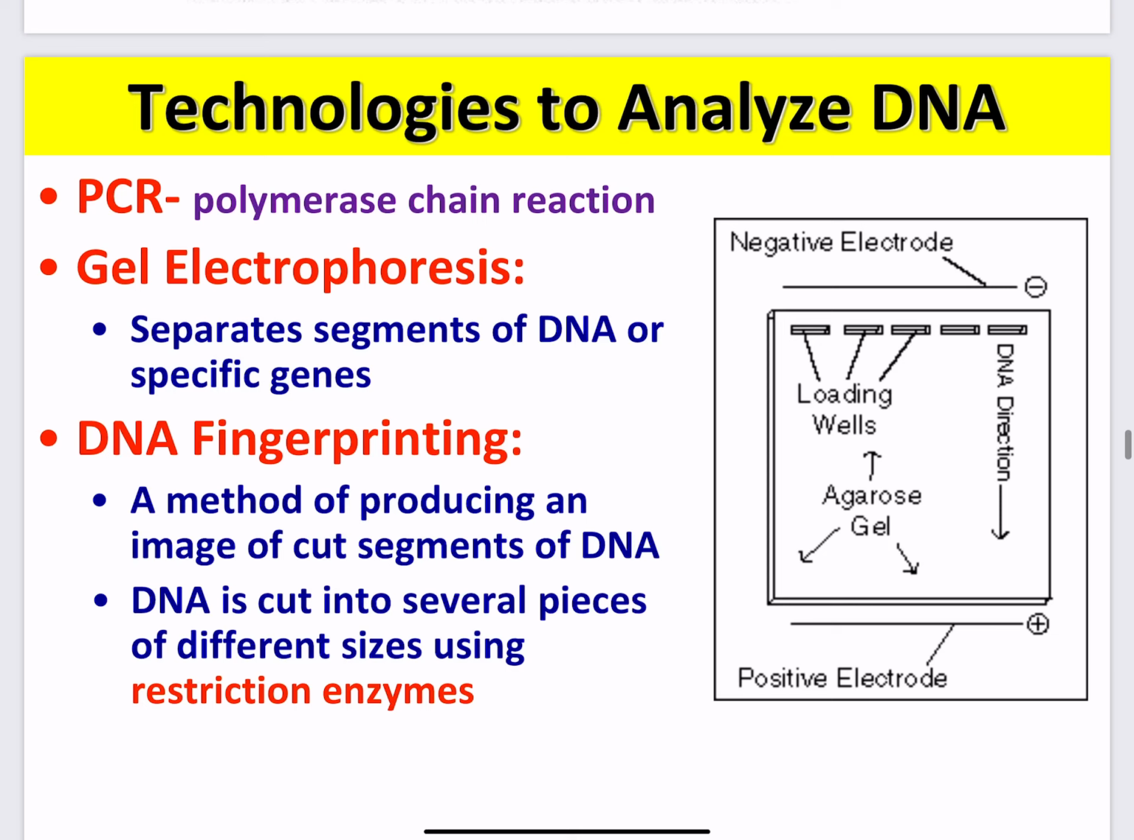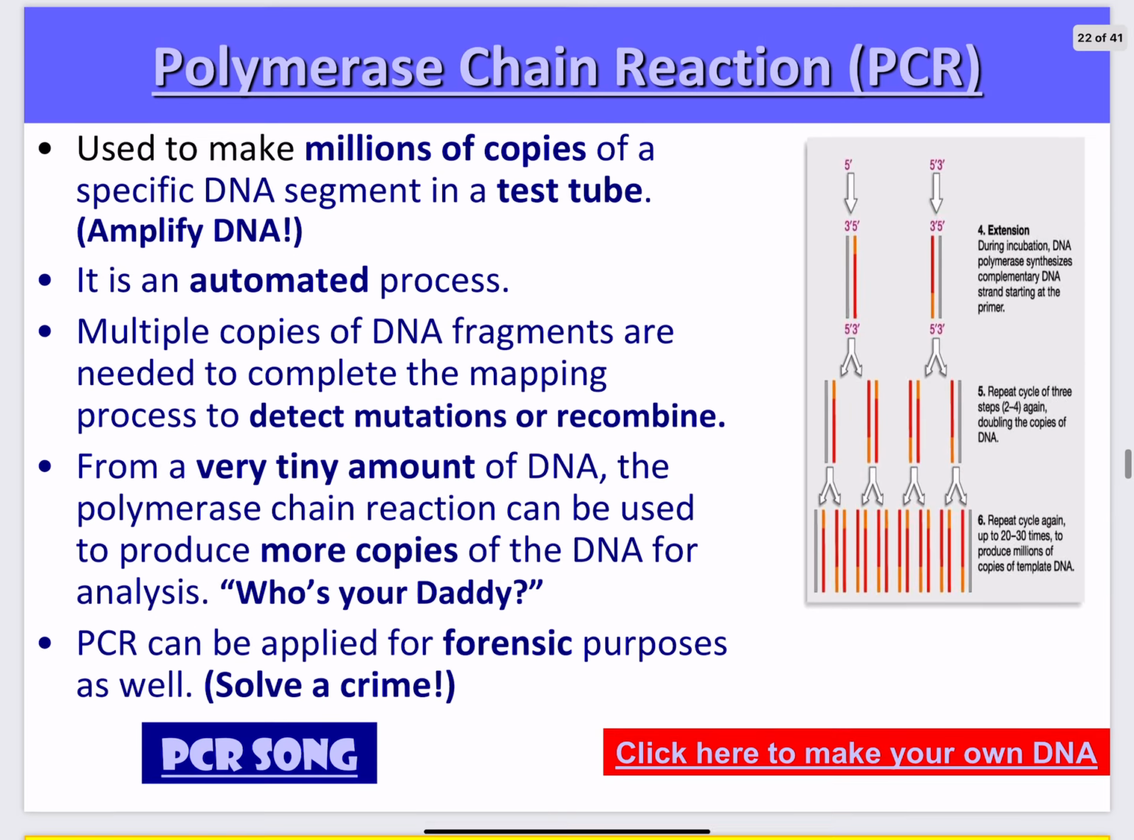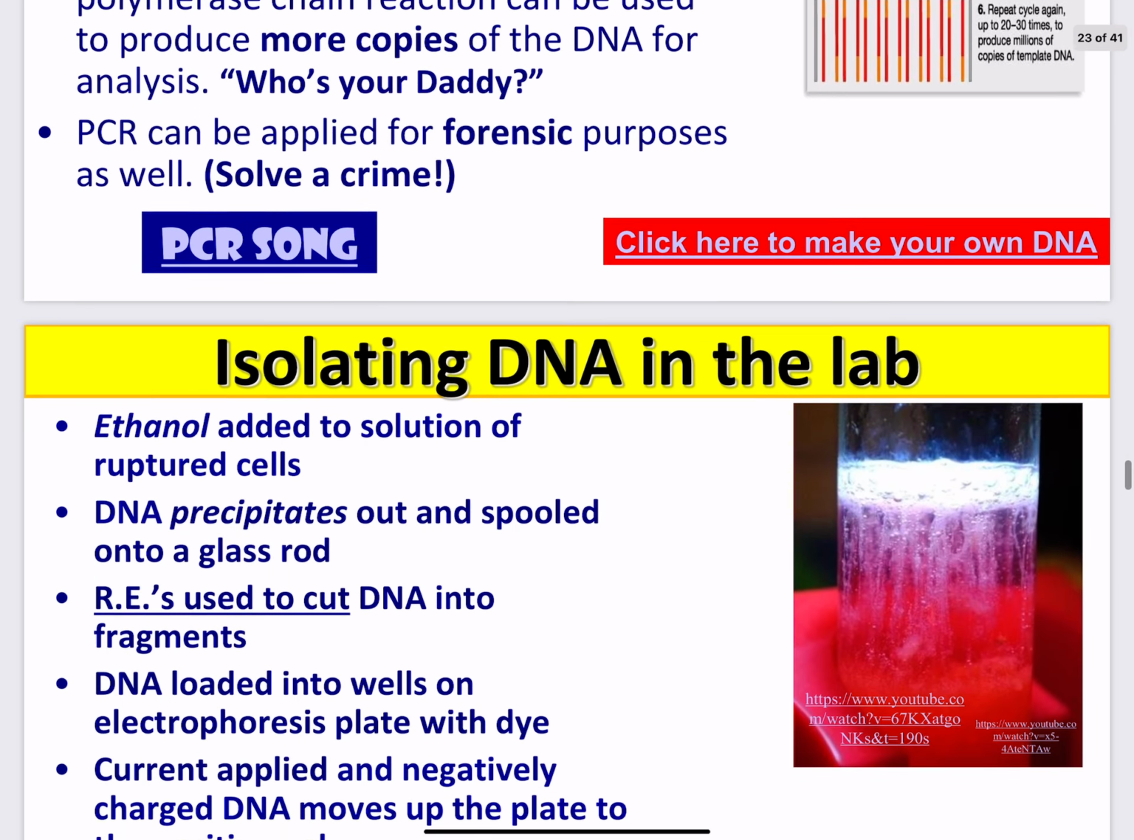How could we analyze DNA? PCR, polymerase chain reaction, which we don't need to know. But the two that I want to focus on are gel electrophoresis, which will separate the chunks of DNA into specific genes, and then we can do what's called DNA fingerprinting, which will match the bands of the DNA. We're going to cut that DNA into several pieces, and then we can match it with a baseline. So we can skip over that.